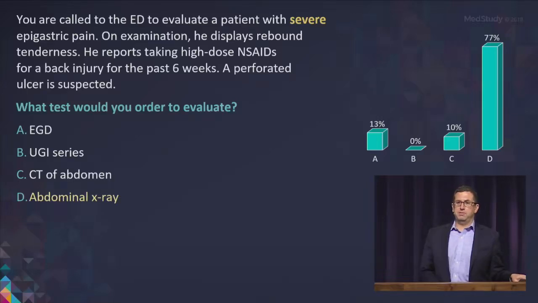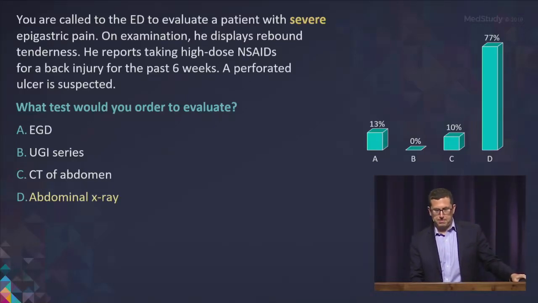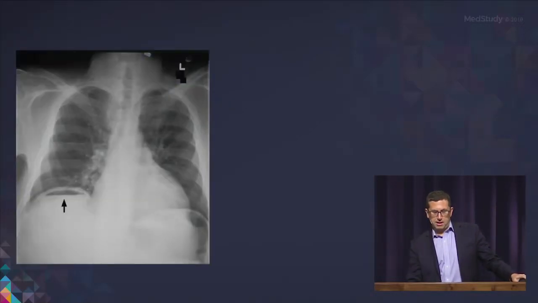EGD would not be a good idea if you suspect a perforation because you could blow air through there and make things worse. Because the EGD scope has air and water that comes out the tip, and that could go into the peritoneal cavity, so you wouldn't want to do that. So here's an X-ray showing free air under the diaphragm. So that's a key tip-off that there's been a perforation.